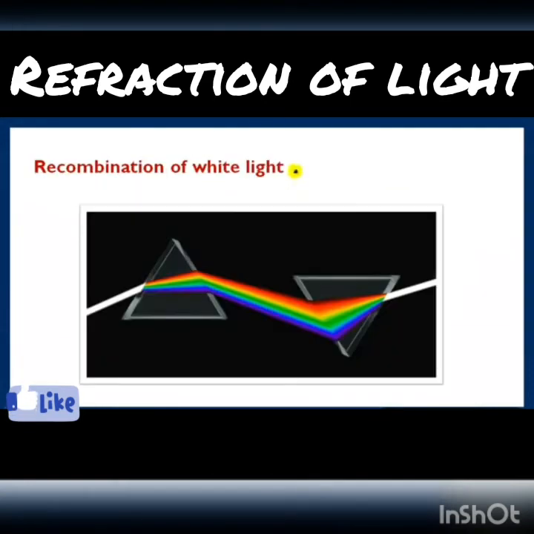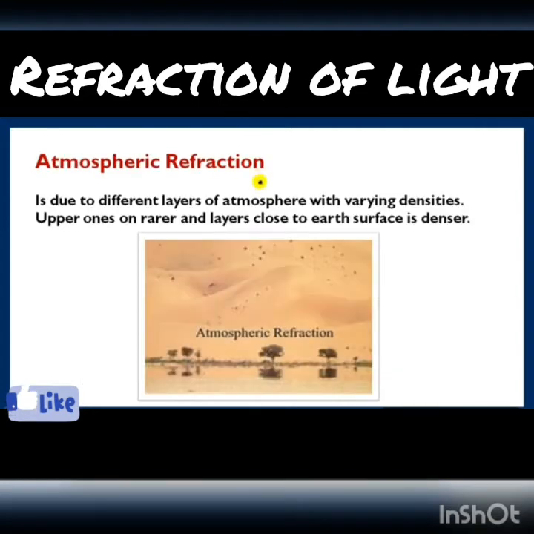Now recombination of white light. We already learned that if a white light enters a glass prism, it gets refracted, and dispersion occurs. And if the light that has dispersed enters through another prism which is inverted, again white light can be obtained. Atmospheric refraction.